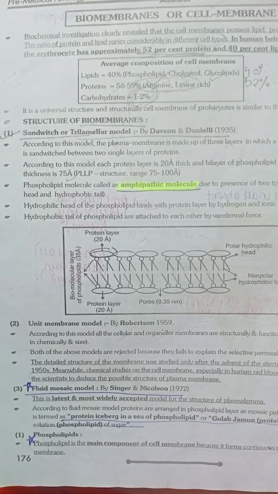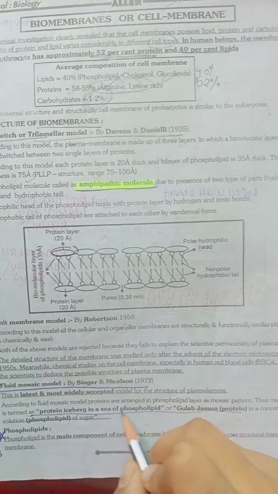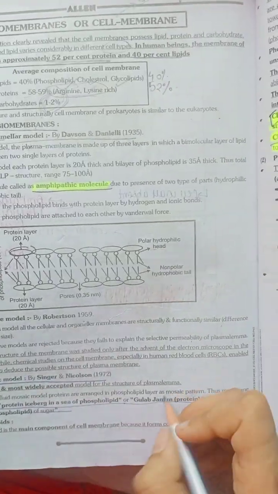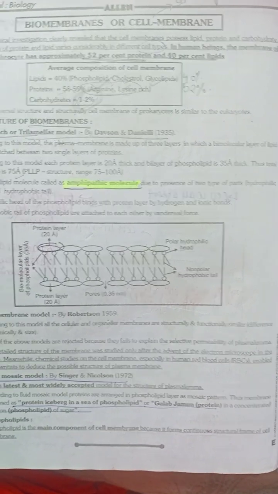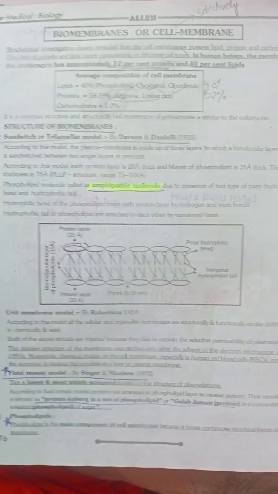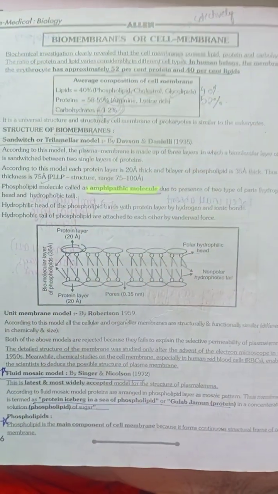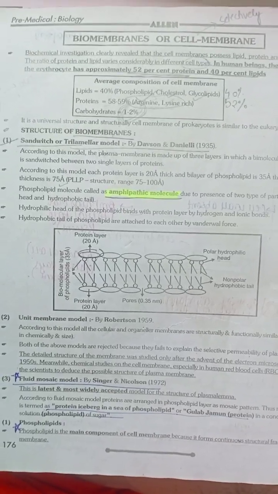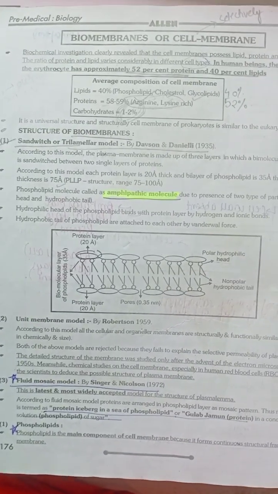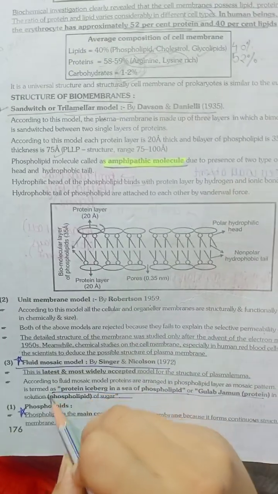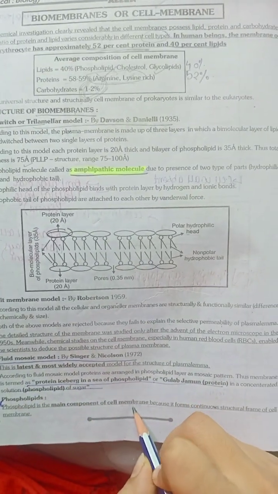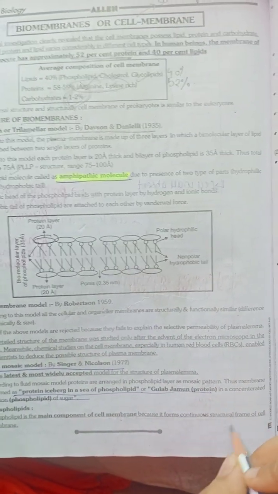So what do you mean by this? Protein icebergs in a sea of phospholipid, or it is also known as gulab jamun, protein, in a concentrated solution of sugar. For example, we have sugar solution and phospholipids, and in that we have proteins. Phospholipid is the main component of the cell membrane, and it forms the continuous structural frame of the cell membrane. So we have such phospholipids.